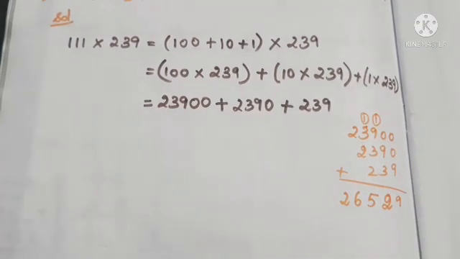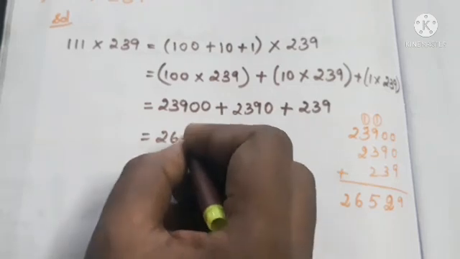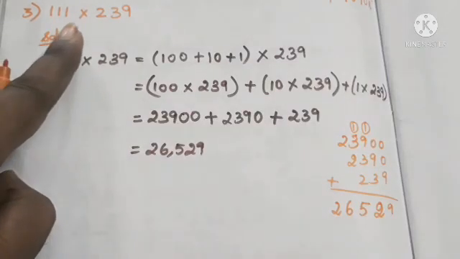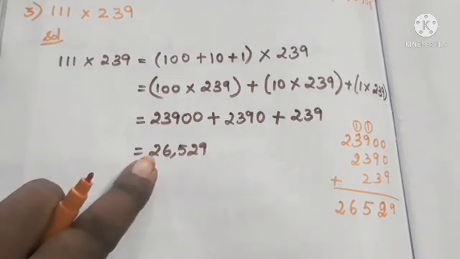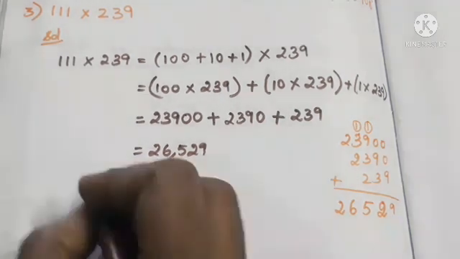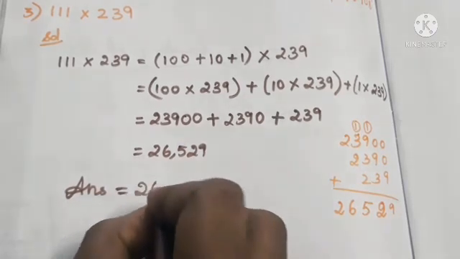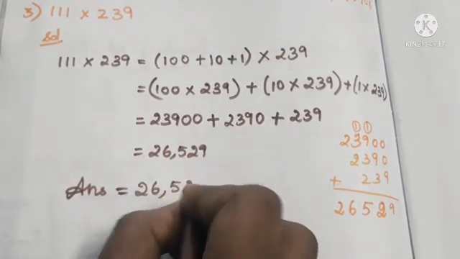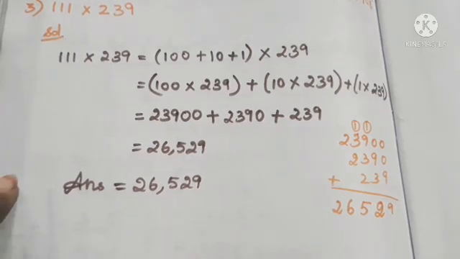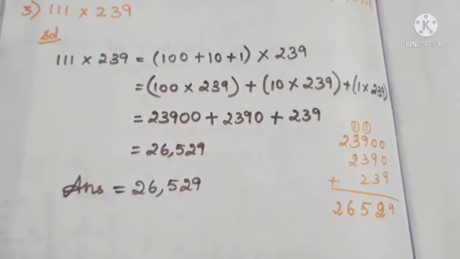So what's our answer? We got the answer as 26,529. So if you multiply 111 by 239, our answer is 26,529. Okay. So we can write the answer as 26,529. Have you understood this? Very easy. First we have to break the numbers like this, break the number and multiply by the multiplier.